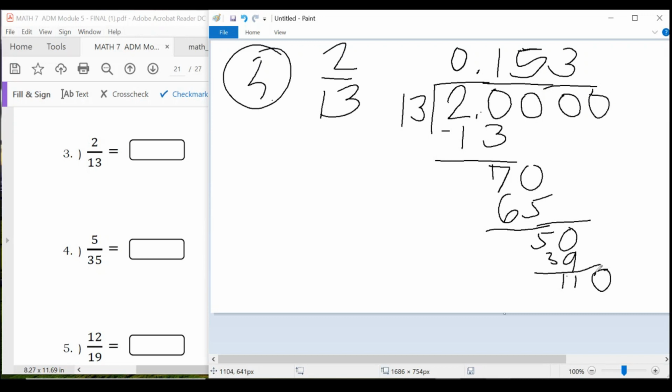So 110 divided by 13. So 8 times 3, that is 24. 8 plus 2, that is 10. 104. So pwede na nating hindi pagpatuloy kasi meron na tayong number dito 8. So we will round off 3. So round off 3, yung katabi niya on the right is 8, which is greater than 5.